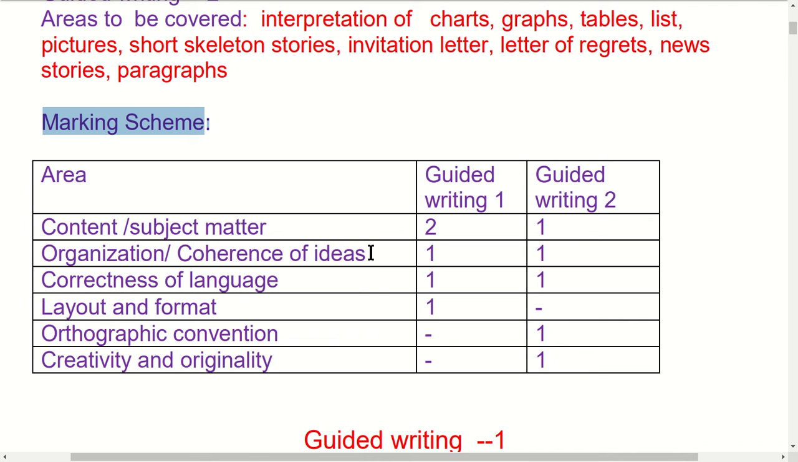Organization, coherence of ideas, that is how you organize the ideas. Organized ideas is 1 mark for guided writing number 1, and 1 mark for guided writing number 2. Correctness of language is another thing: grammar, vocabulary, etc. That is how correctly you write. Guided writing number 1, 1 mark. Guided writing number 2, sorry, 1 mark, 1 mark.